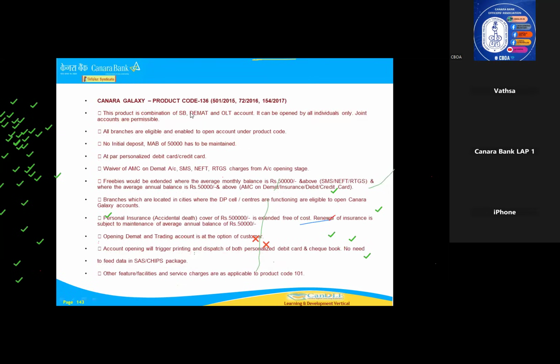The product code is 136. It is a combination of SB account, Demat account, and OLT account. They have to maintain a minimum average balance of 50,000. On the personalized debit and credit card, they will get a waiver on AMC of Demat account. SMS, NEFT, RTGS charges are free.